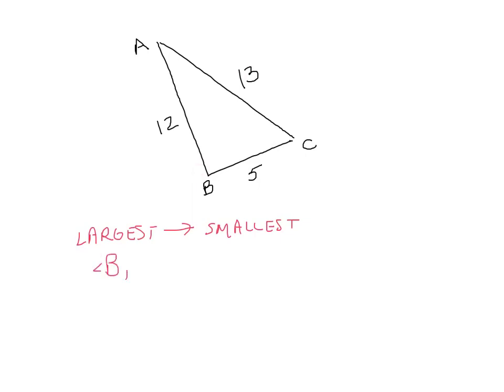Then we look for our medium. The next biggest would be 12, and 12 is the furthest away from C. It's right across from each other. So next is angle C. And lastly, we use our smallest, and of course it's going to be angle A, but why? Our smallest side is 5, and across from it is angle A. And so therefore, our smallest angle would be angle A.